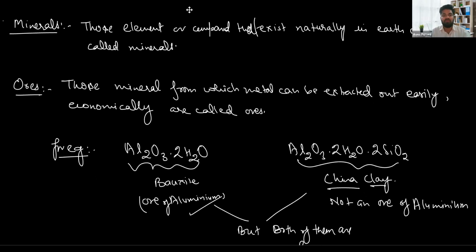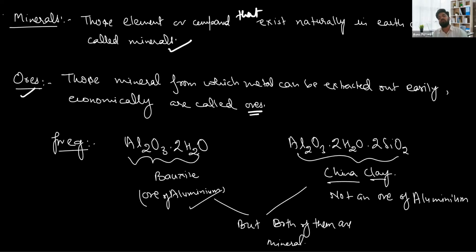Note down the definition of minerals. Minerals are those elements or compounds that exist naturally in the earth's crust. And what are ores? Those minerals from which metal can be extracted easily and economically are called ores. Here is the example: bauxite is an ore of aluminium, and this is China clay, not an ore. But both are minerals. So please note it fast in your copy.